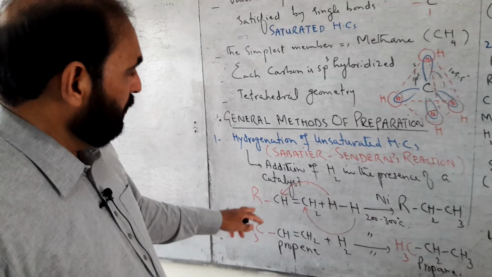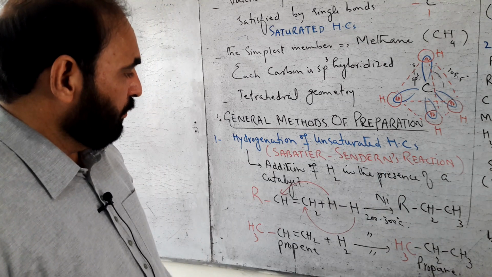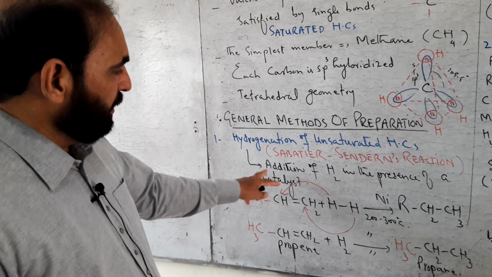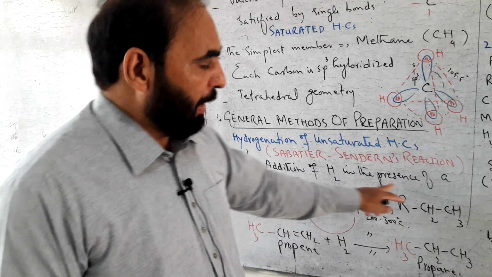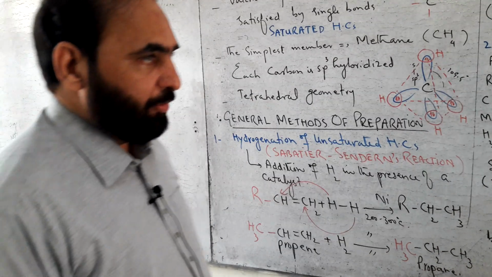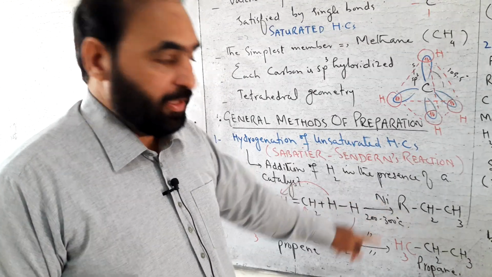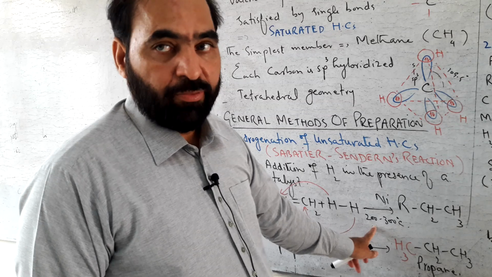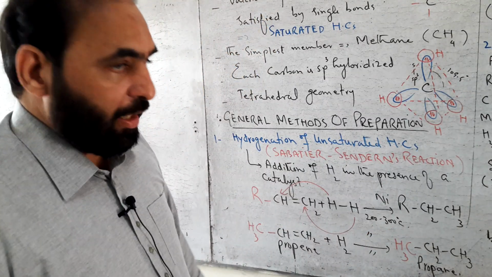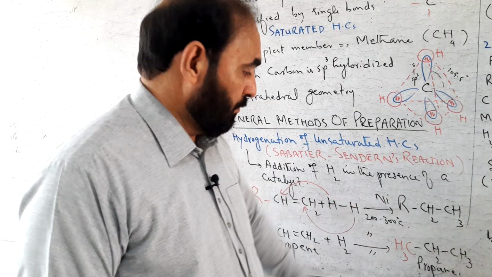So when we define hydrogenation, we define it in a way that it is an addition of hydrogen in the presence of a catalyst. Usually the catalyst used for hydrogenation is nickel, which is heated at a temperature of 200 to 300 degrees centigrade. The conditions applied for the reaction are shown on the arrow.